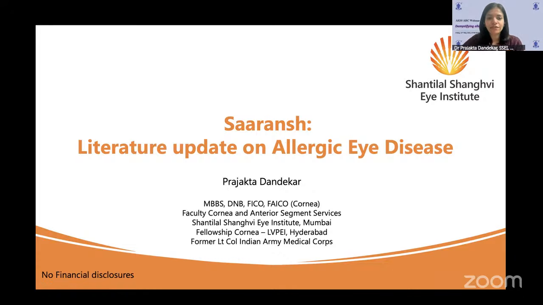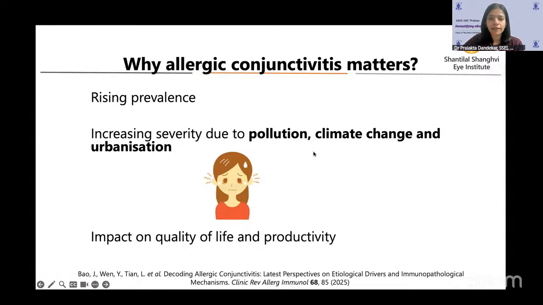Good evening, everyone. I'll be presenting the literature update on allergic eye disease. So why does allergic conjunctivitis matter? It is because of the rising prevalence of the disease. As we see, 40% of our OPDs are filled with these patients. There is increased severity due to pollution because the particulate matter size has become less than 2.5. There is climatic change, urbanization because of deforestation, and a decrease in the ozone layer. All these things cause itching, redness, and hyperemia of the conjunctiva, and this has an impact on quality of life and productivity.